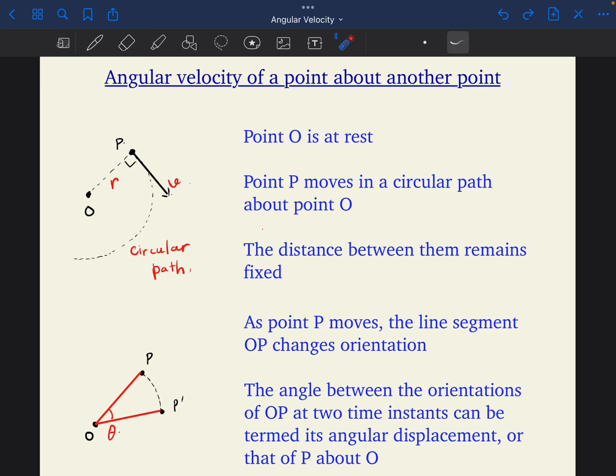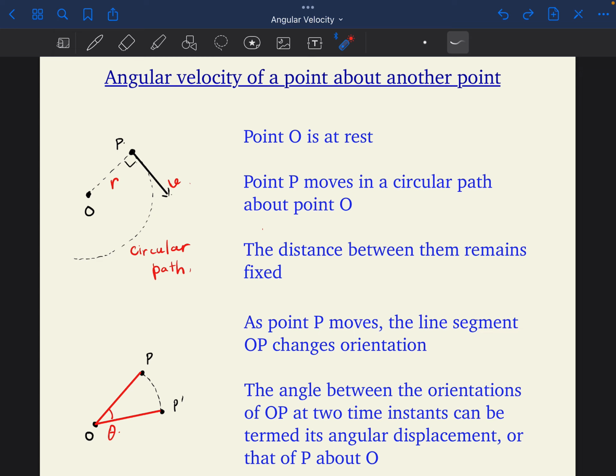what exactly is rotating. We are all familiar with the physical sense of rotation of an object. So in this situation, what exactly is rotating? We can definitely say that the line segment OP will keep changing orientation like this. So we can say that it is rotating. We get the physical idea of rotation from it, or in more technical terms, we can say that the line segment OP changes orientation.